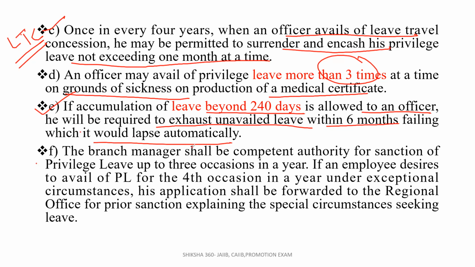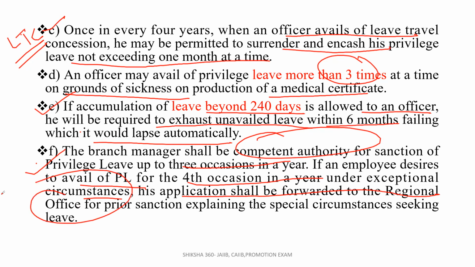Next one. The branch manager shall be the competent authority for sanction of privilege leaves up to 3 occasions in a year. And if an employee desires to avail of PL for the 4th occasion in a year under exceptional circumstances, his application shall be forwarded to the regional office. Clear? So in that case, his application shall be forwarded to the regional office for prior sanctioning, explaining the special circumstances seeking the leave.